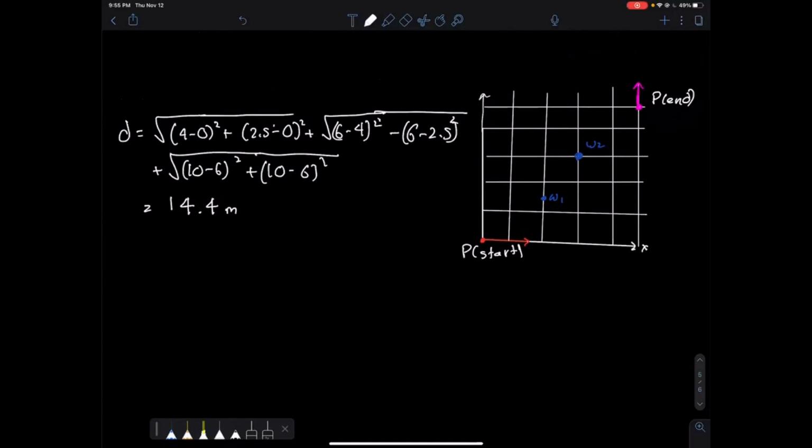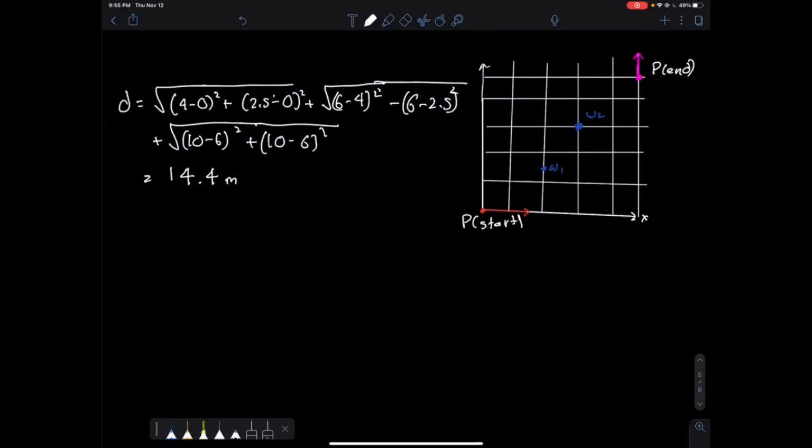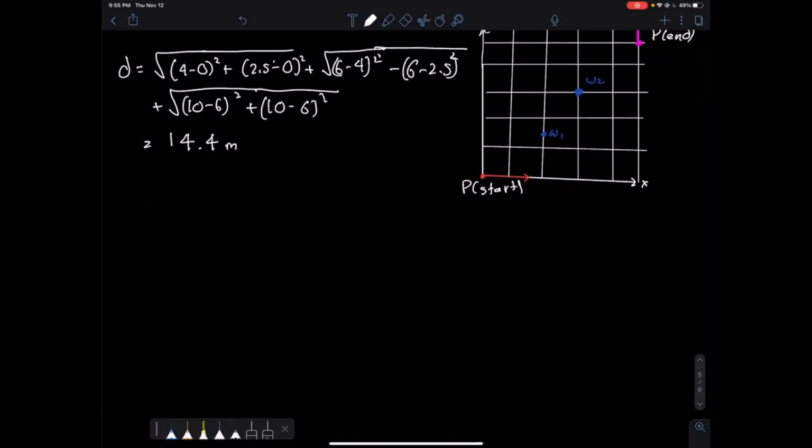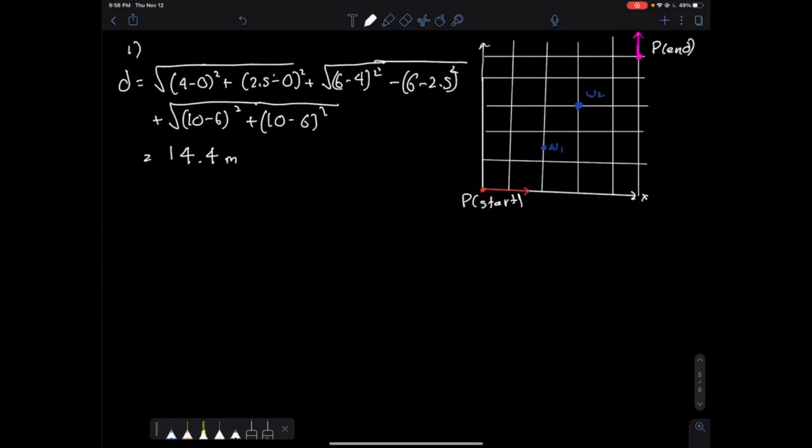Cool. So the next question is, what is the Manhattan distance the robot must travel to get from P start to P end? That is relatively simple. We'll call this part 2.